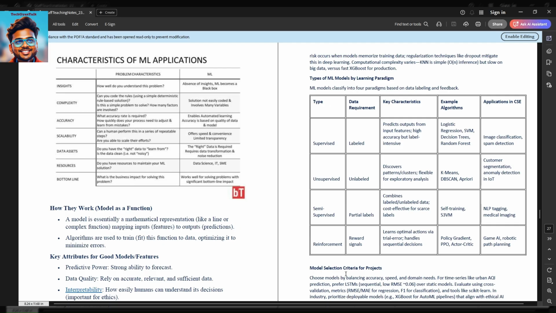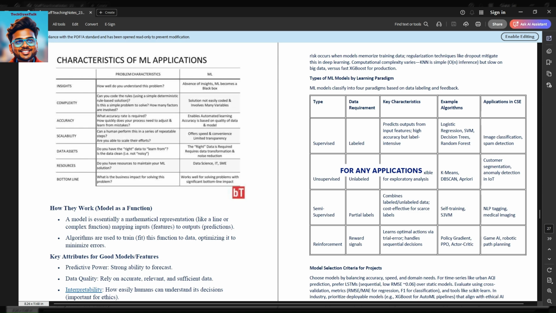Types of ML models by learning paradigms. ML models classify into four paradigms based on data labeling and feedback. Supervised: labeled data required; key characteristics are that it predicts outputs from input features, with high accuracy but label-intensive; example algorithms are logistic regression, SVM, decision tree, random forest; applications are spam detection. Unsupervised: unlabeled data, discovers patterns and clusters, flexible for exploratory analysis; example algorithms are k-means, DBSCAN, Apriori; applications are customer segmentation and anomaly detection in IoT.